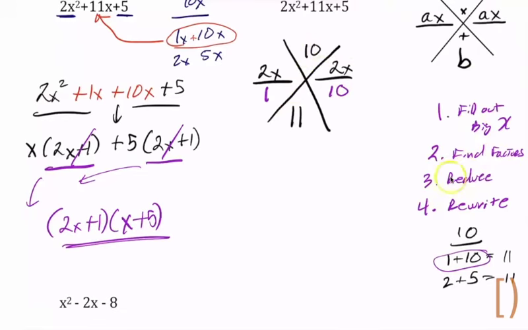Next we gotta reduce. This is super important. We want to reduce these. 2x over 1 I cannot reduce. Nothing goes there. I'm going to leave it like this. You don't want to make it just 2x. You want to leave it that way. Over here you can reduce them. You can divide them both by 2. So we're going to get x over 5.